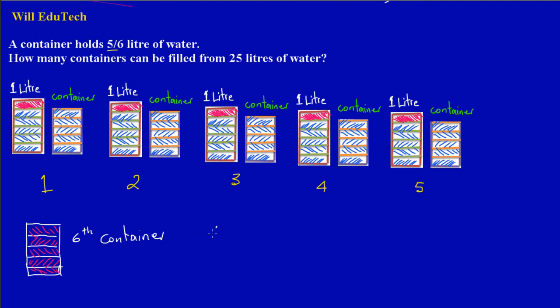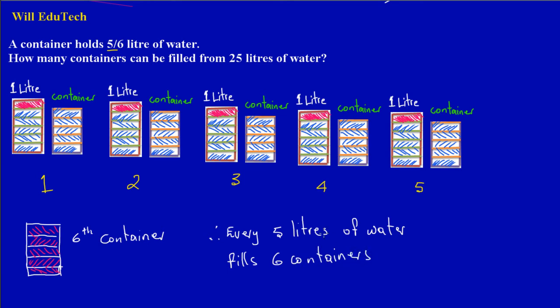So you can say, therefore, every 5 liters of water fills 6 containers. Okay, so every 5 liters of water fills 6 containers, and it is pretty evident there.